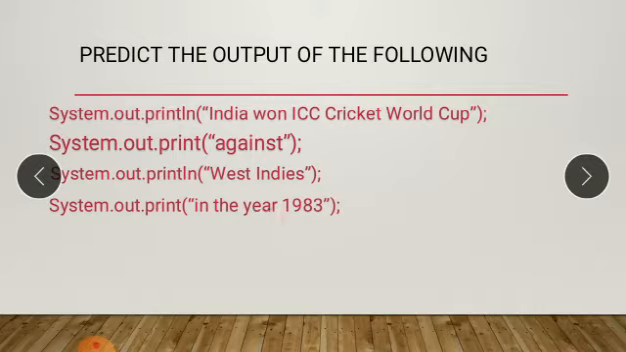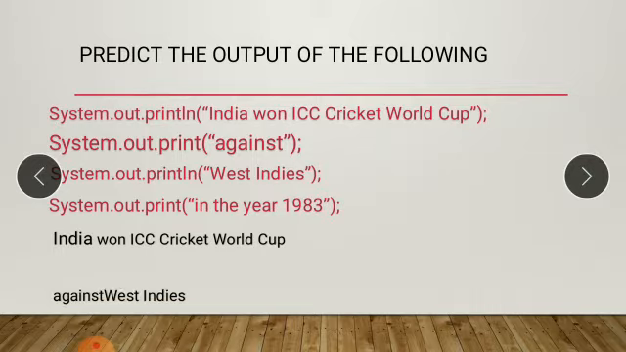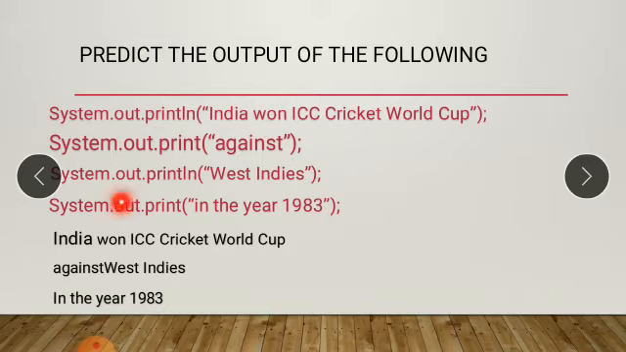Now let us see the output. See, India won ICC Cricket World Cup. This is printed because of the first output statement. This is printed because of the second and third output statements. And the last one is printed because of the fourth output statement. Is it clear to all of you? We will predict the other output.